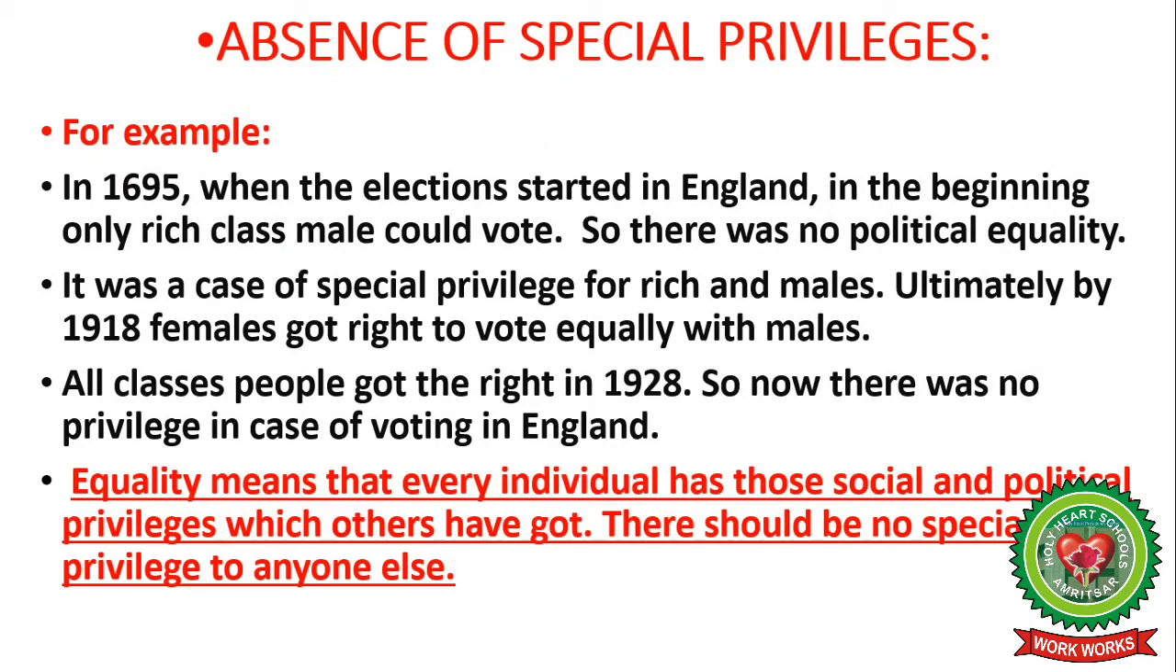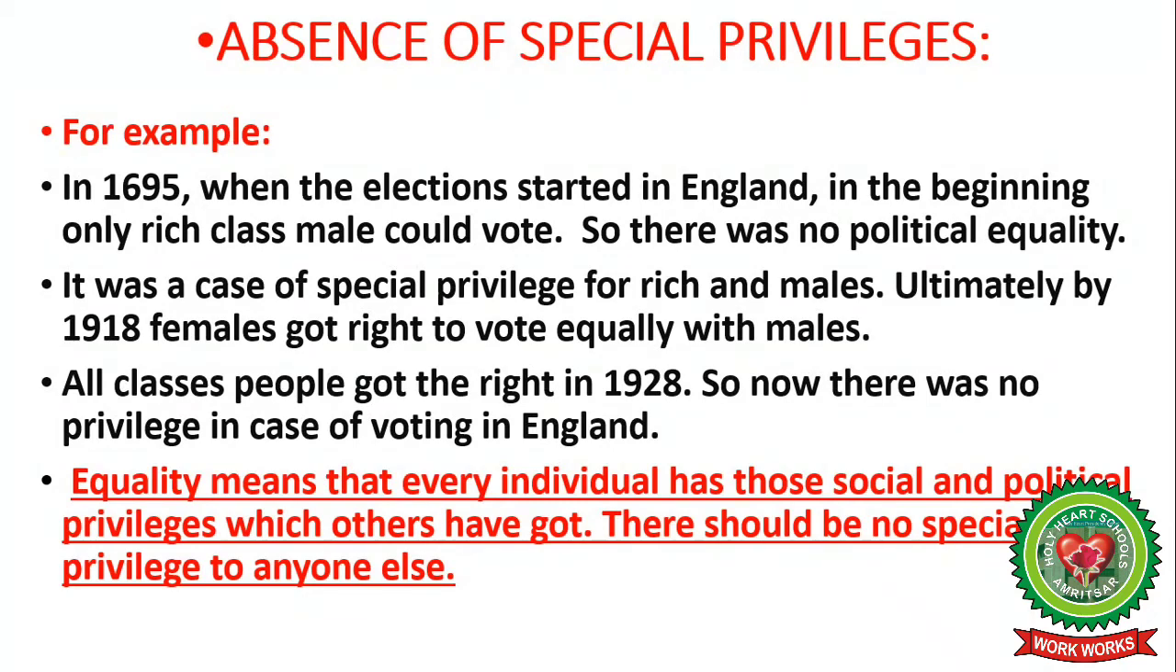In 1695, when elections started in England, in the beginning, only rich class males could vote. In this sentence, you must note down two words, rich class and male. Only these category people got the right to vote. So there was no political equality. We can understand only rich class and male were allowed to vote.